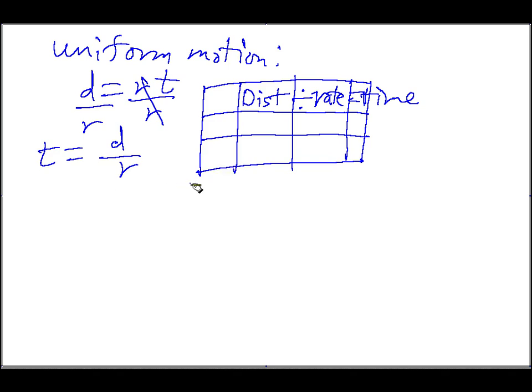All right, let's try a word problem involving this table. You fill out the distance column first, then you fill out the rate column. You divide these two to get the time of travel, because time is distance divided by rate, as you can see here. Can we understand that? All right, let's try a problem. Let me clear out the screen. Let's look at this example here.